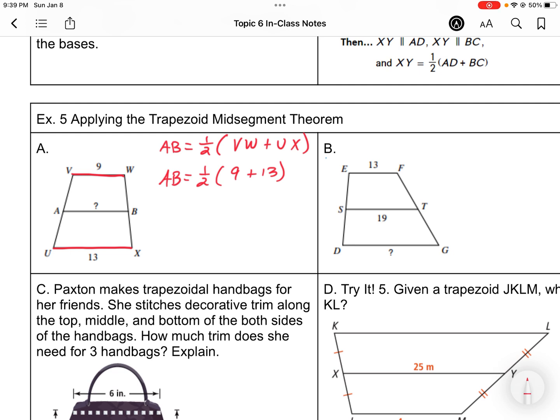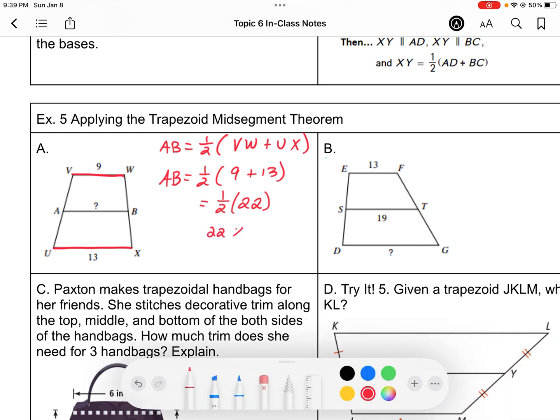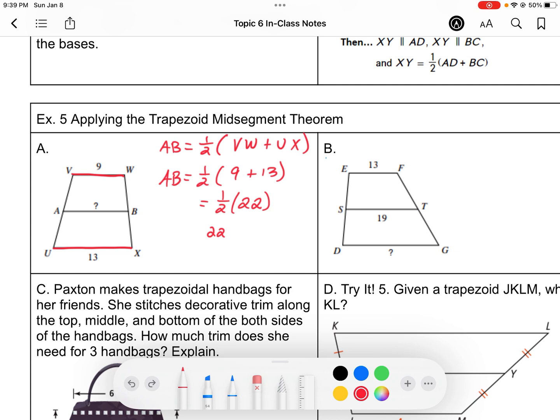9 plus 13 is 22. And I've got to do half of that. Remember, half means divided by 2. 22 divided by 2 would be 11. Now, you can also do this by counting.